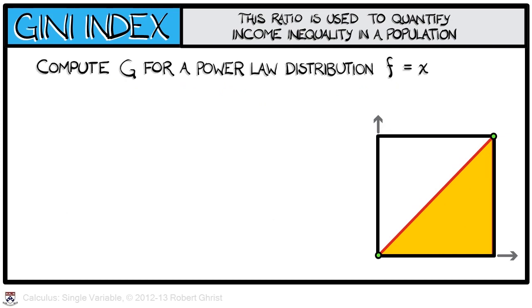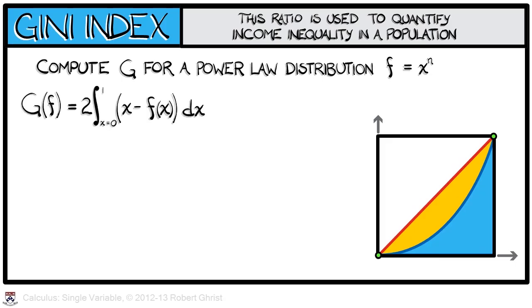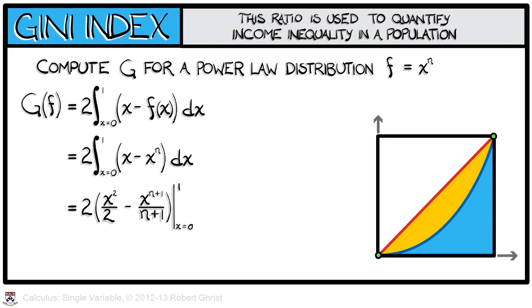Let's look at this in a specific example. Let's compute the Gini Index for a power law distribution, assuming that income is distributed like a polynomial x to the n. Then, what would we get? Well, we integrate x minus f of x from 0 to 1 and double it. Well, that integral is almost trivial. It's going to be x squared over 2 minus x to the n plus 1 over n plus 1. Evaluating from 0 to 1 and then doubling, what do we get? We get 1 minus 2 over n plus 1. Putting that over a common denominator yields the result of n minus 1 over n plus 1.